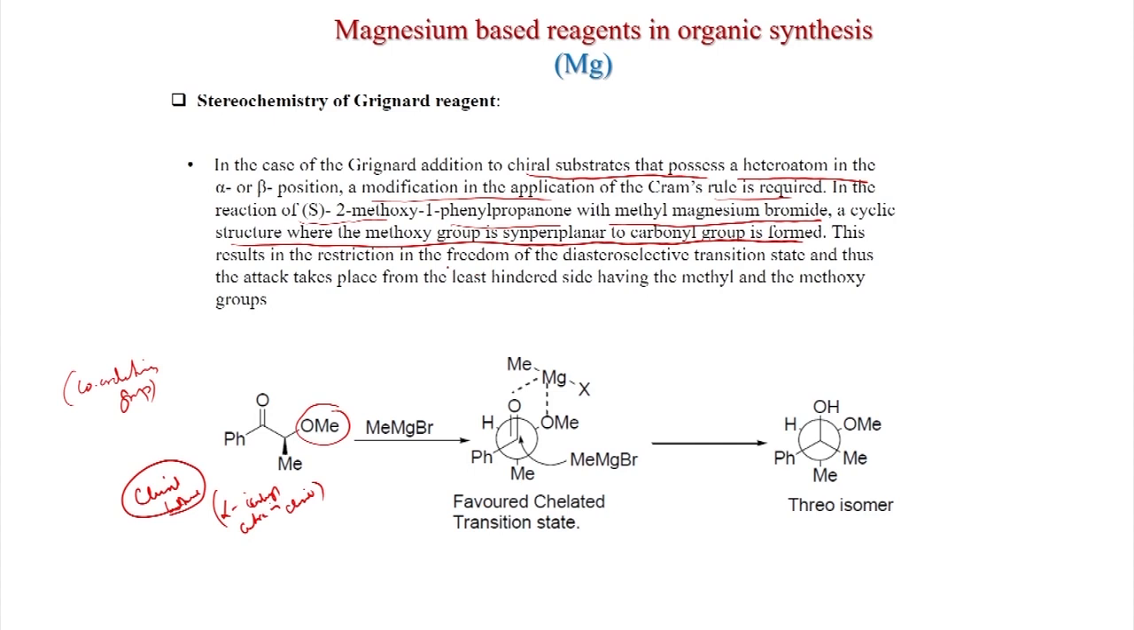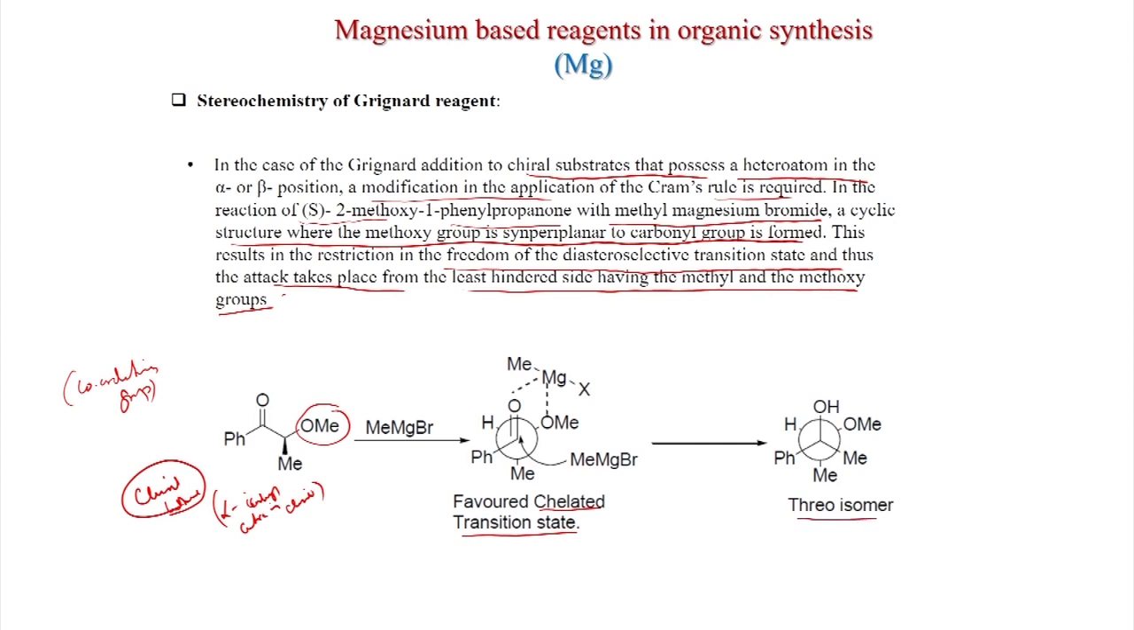This results in restriction in the freedom of the reaction's selective transition state, and thus the attack takes place from the least hindered site having the methyl and the methoxy groups. So, this way you have to orient the substrate, and this is the chelated transition state. The methoxy group as well as the carbonyl group is bound with the Grignard, and another equivalent of Grignard will attack between the methyl and the methoxy group, and you get this major isomer.